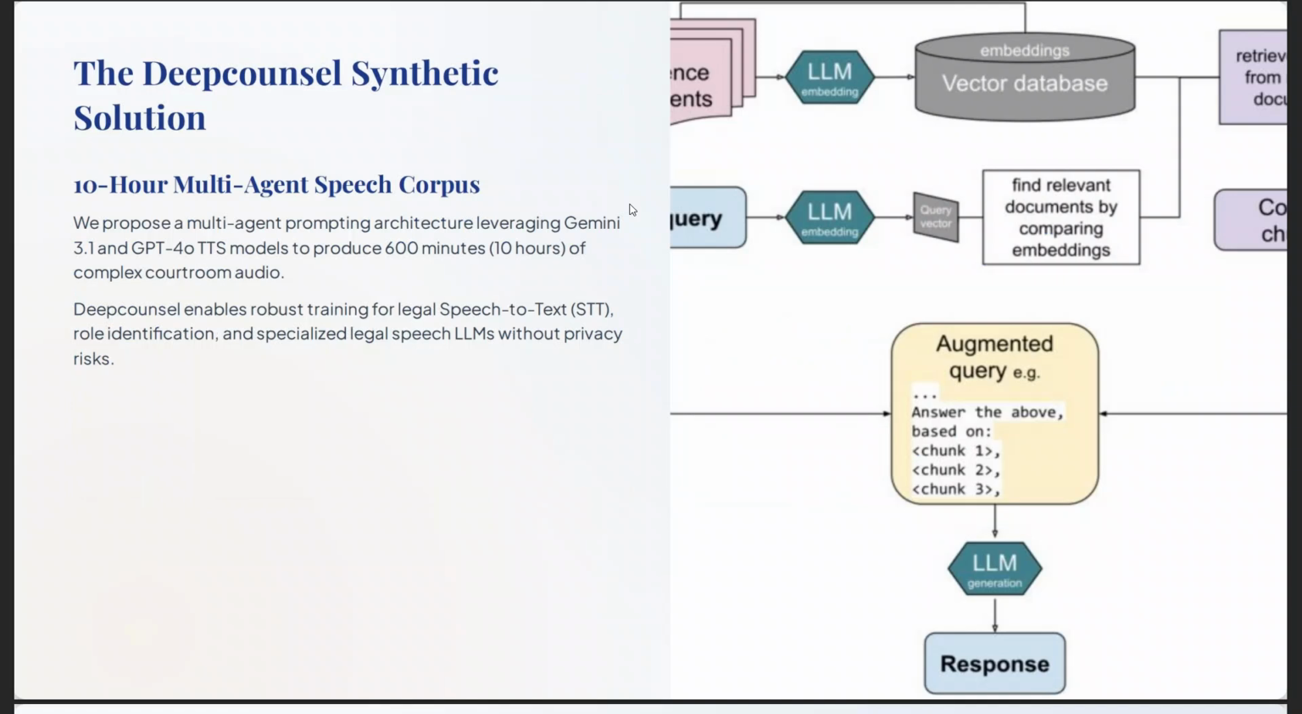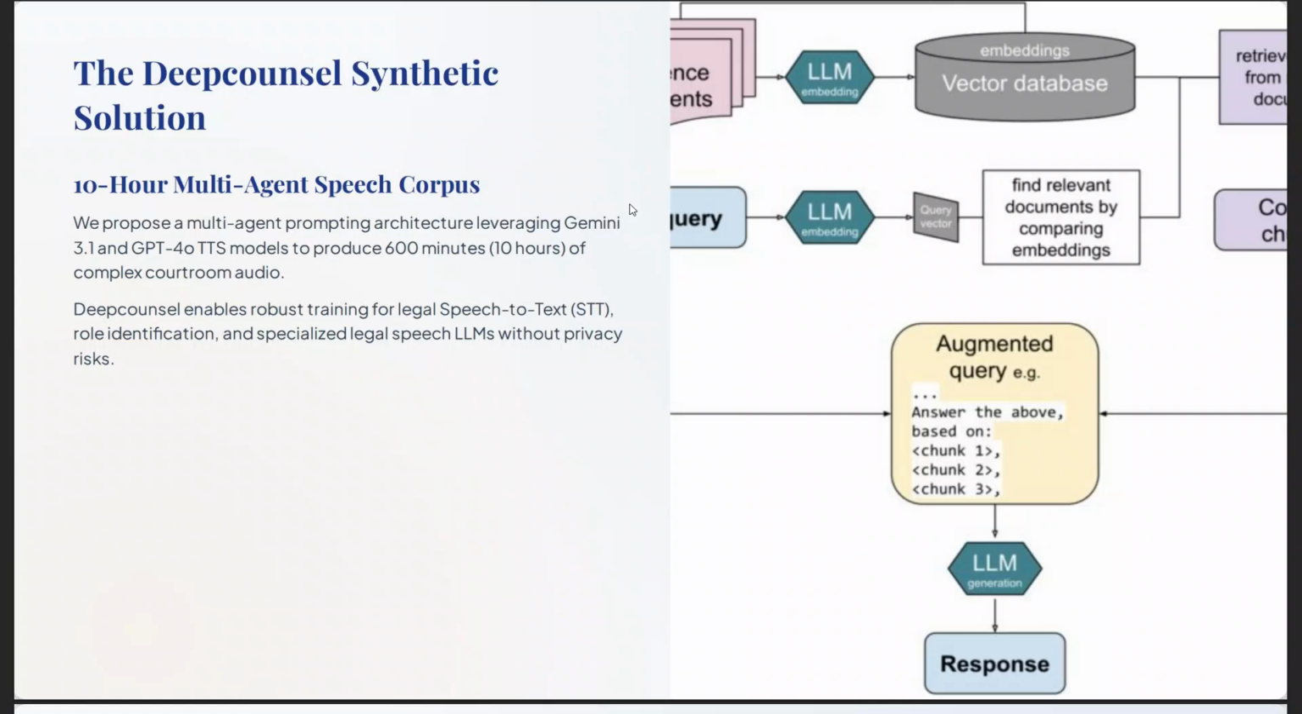without privacy risks. So basically, we are trying to create speech-to-text data for role identification and specialized legal speech LLMs without privacy risk. And we are trying to create a 10-hour audio dataset, using models like Gemini 3.1 and GPT-4o TTS models to produce these 10 hours of legal data.